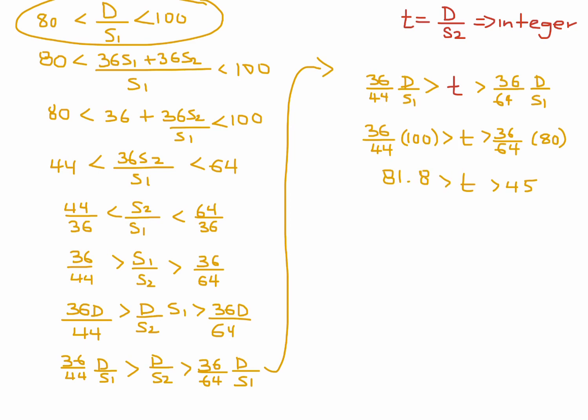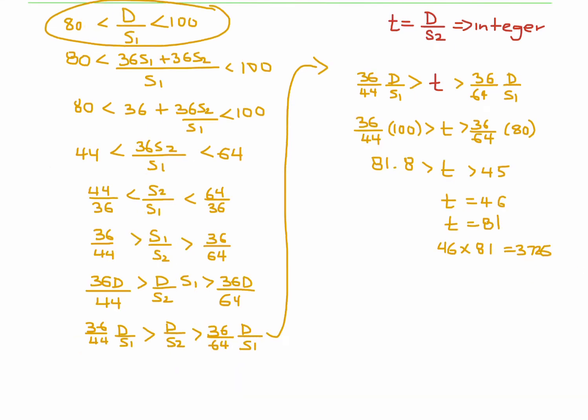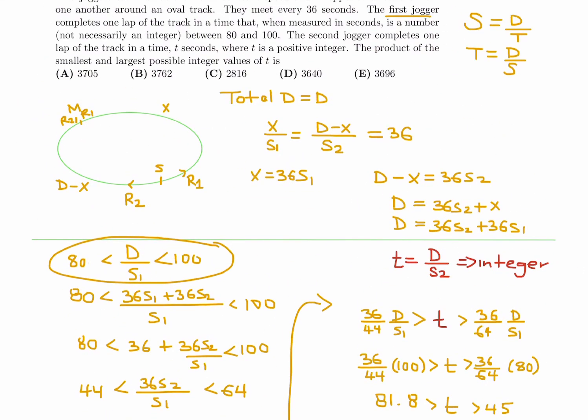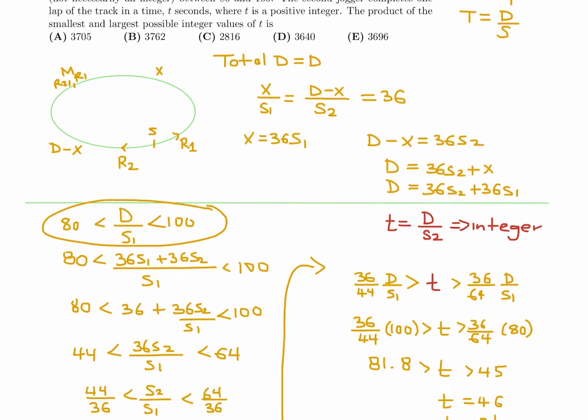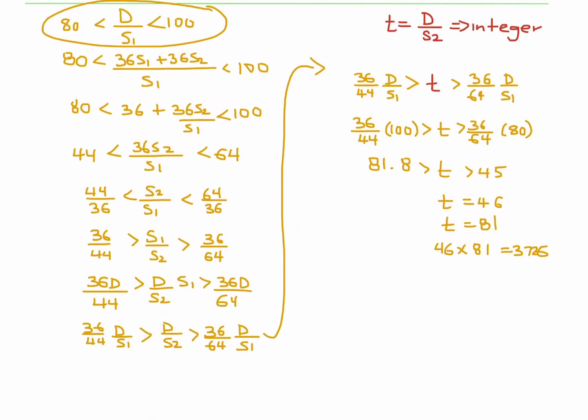So that basically means that the smallest that t can be is 46, and the largest is 81. So they want you to figure out the product. So the product would be 46 times 81, and that is 3726. Okay, let's see if that's one of the answer choices. 3726 is not. All right, let's go back to the drawing board.